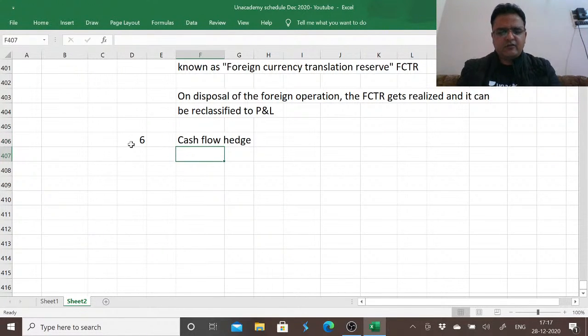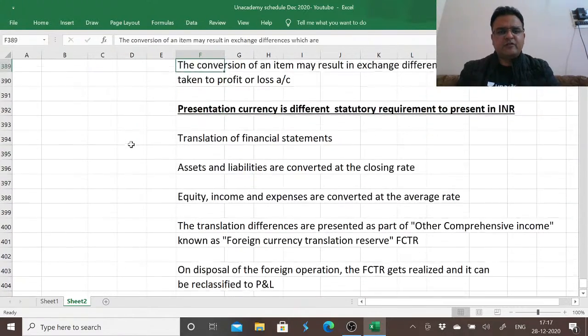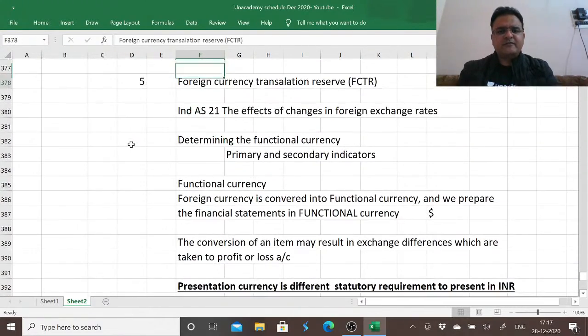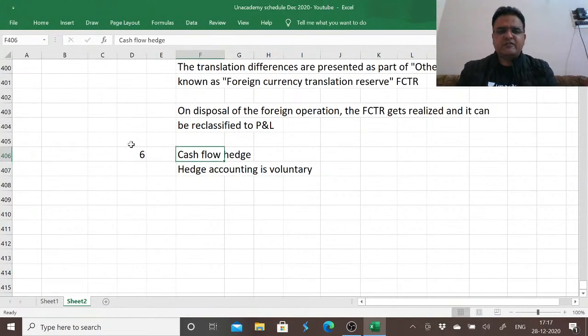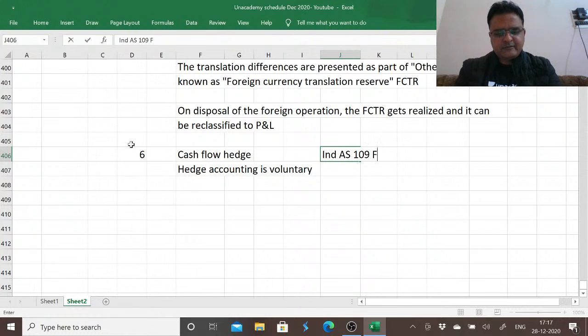Now, hedge accounting is voluntary. This is covered under Ind AS 109. Financial instruments are not covered. Any exchange differences because of hedge accounting are not covered under Ind AS 21, the effects of change in foreign exchange rates. If you notice, there was a standard specially for it. But if you are dealing with hedge accounting, it is covered by the standard Ind AS 109 financial instruments. Ind AS 109 will take care of the movement in hedge accounting.